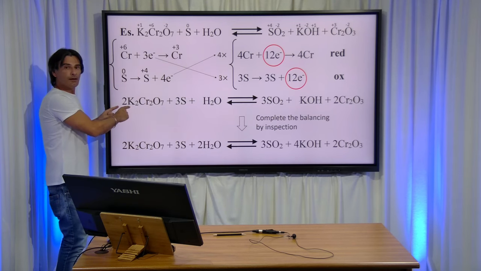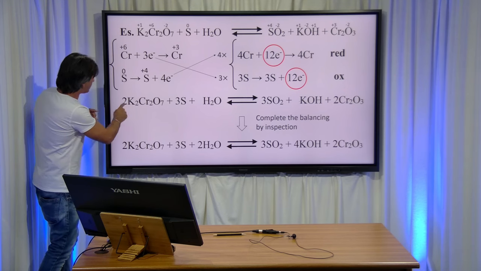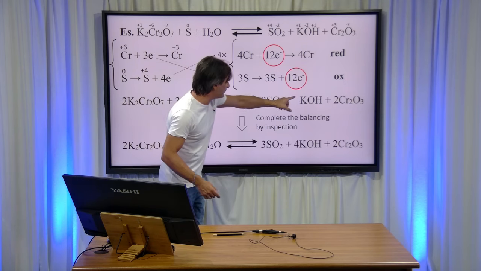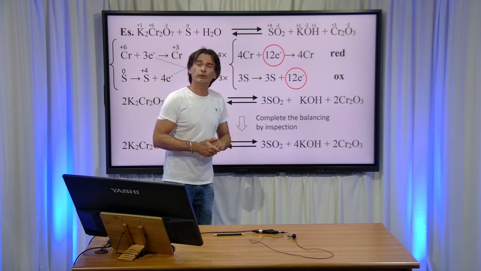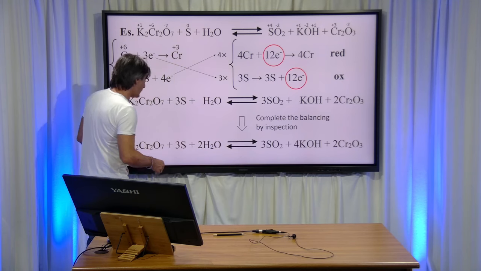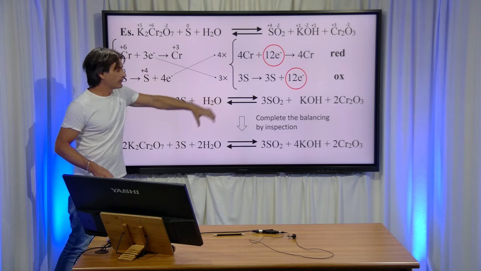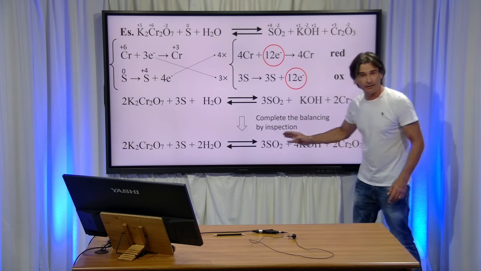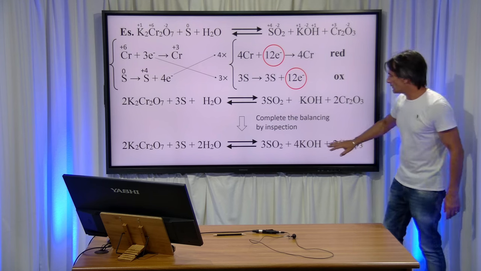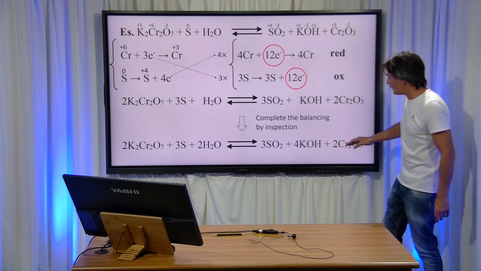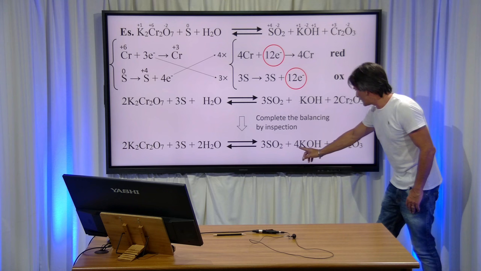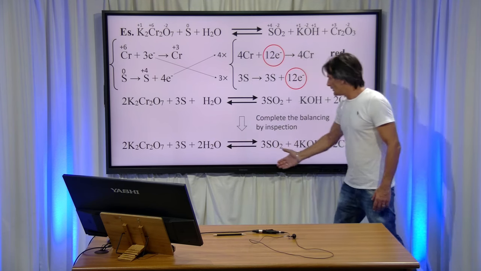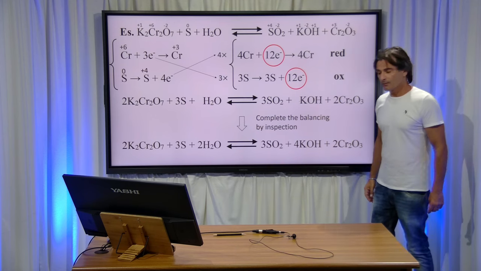And here I can see that this coefficient imposes 4 atoms of potassium, and so I have to put 4 in front of the potassium hydroxide. What remains? Only the water. I have defined all the other stoichiometric coefficients, so I can't do anything else. I only have to count the hydrogens. Here we have four atoms of hydrogen, so I can put two in front of the water molecule, obtaining the whole reaction balanced.